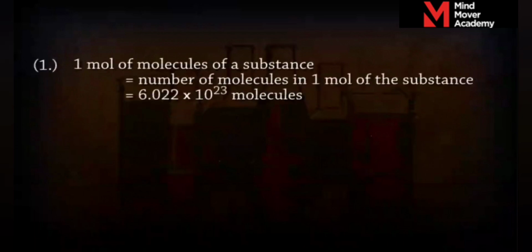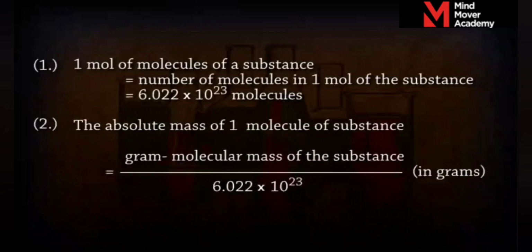First, 1 mole of molecules of a substance is equal to the number of molecules in 1 mole of the substance, which is equal to 6.022 × 10^23 molecules. Second, the absolute mass of 1 molecule of a substance is equal to the gram molecular mass of the substance divided by 6.022 × 10^23, in grams.